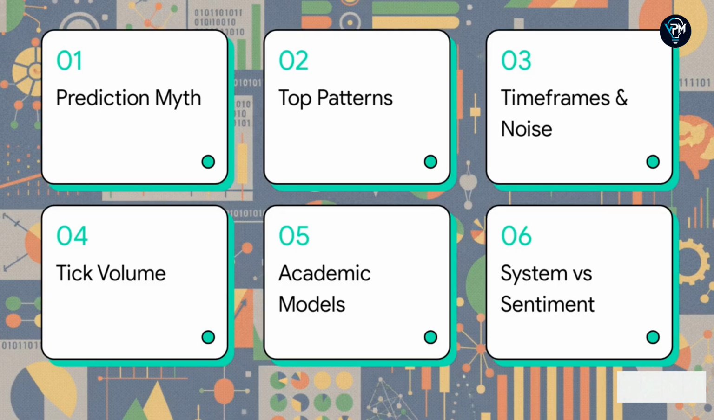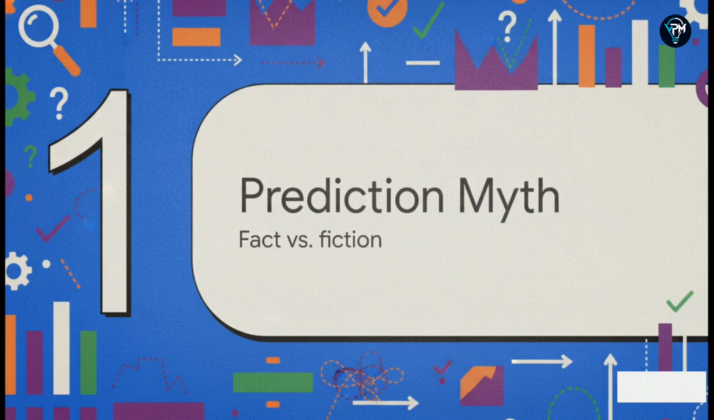So, here's our roadmap for building a more scientific approach today. We're going to cover the candlestick prediction myth, the top patterns backed by actual data, timeframes and market noise, factoring in tick volume, some totally new academic trading models, and finally, why you need systems over sentiment. Starting off with Section 1, the candlestick prediction myth, separating fact from fiction.